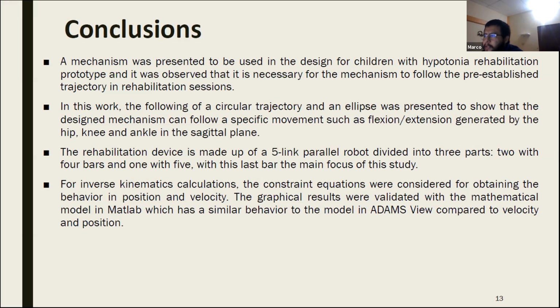The rehabilitation device is made of a 5-link parallel robot divided in 3 parts, 2 with 4 bars and 1 with 5 bars, with this last one the focus of this study. For the inverse kinematic calculation, the constraint equations were considered to obtain the behavior in position and velocity. The graphical results were validated with the mathematical model in MATLAB, which has similar behavior to the model in Adams View, compared in velocity and position.